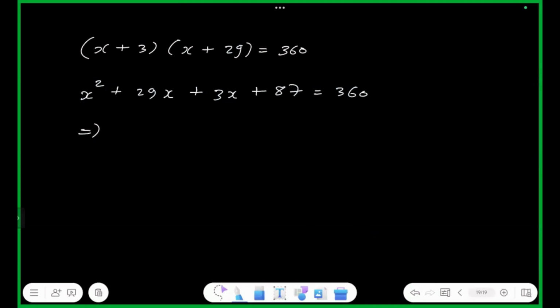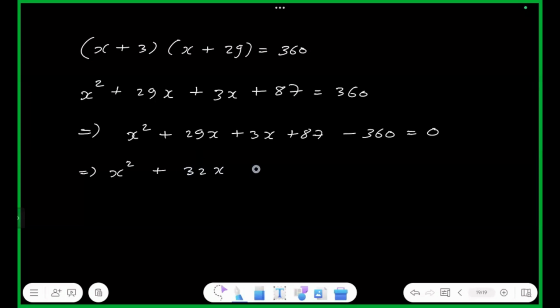Now, the same thing which we were doing till these questions, we will do the same. Shift each thing to one side. Now there is x square plus 29x plus 3x, okay, 32x. Plus minus minus 273 is equal to 0.